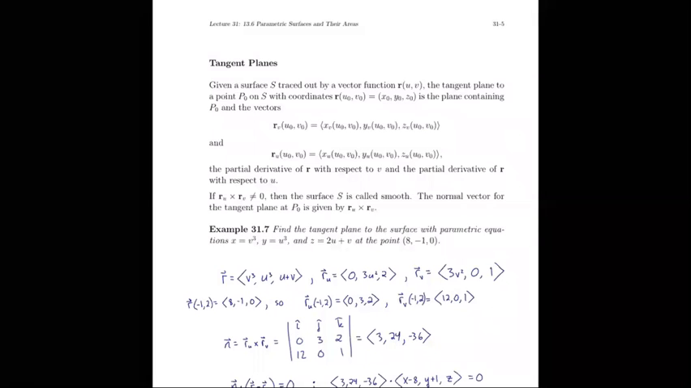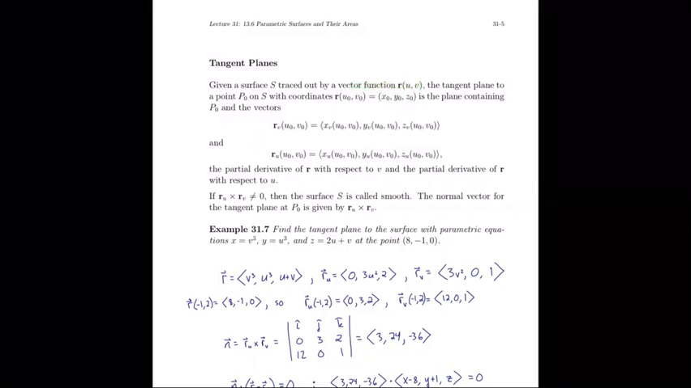Okay, second video of 13.6. We're finding area of parametric surfaces, or at least doing calculus on these parametric surfaces first. So the first task is to be able to compute the tangent plane to a surface S given by, or traced out by, a vector function r of u, v with parameters u and v.